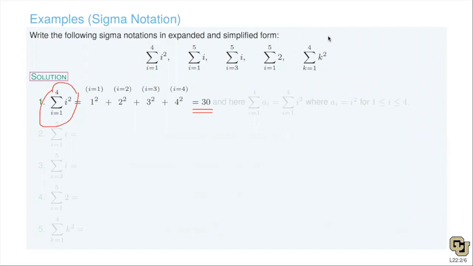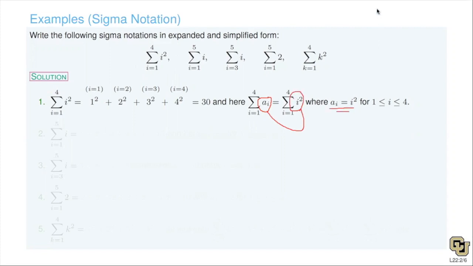So in this case, if we want to compare it to the more generic notation, the a sub i term that we're adding is i squared. That is, I could write a sub i equals i squared. And in this case, i has to be between 1 and 4. This notation right here, you can think of just like function notation. This is very similar to writing f of i equals i squared.